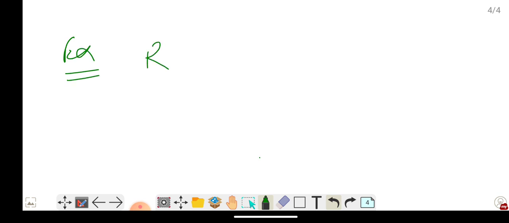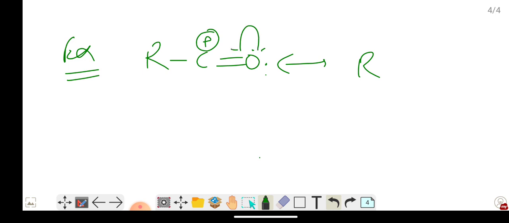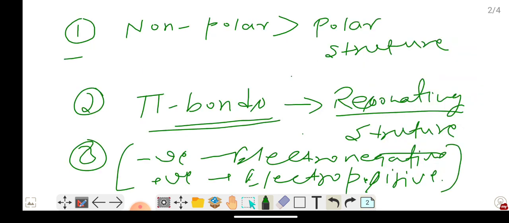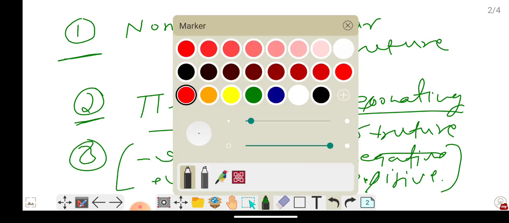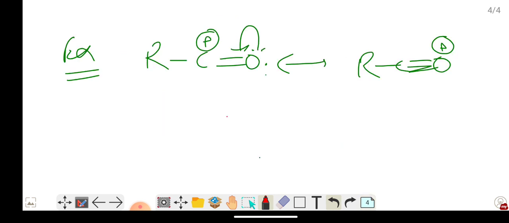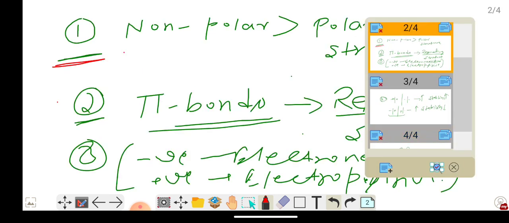Take the example of this compound. We have two resonating structures. A lone pair migrates here, and we have a triple bond here and a double bond. Now let's analyze the stability order in the same sequence. First of all, we see whether the compound is polar or non-polar. We see that both of these structures are polar, so the first point is not applied here.